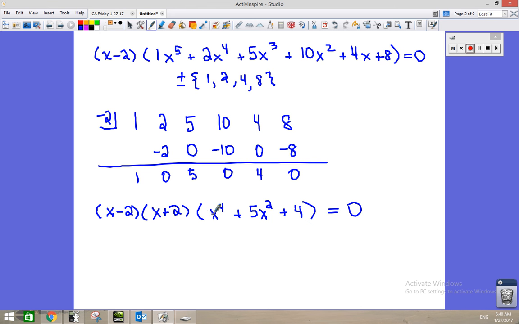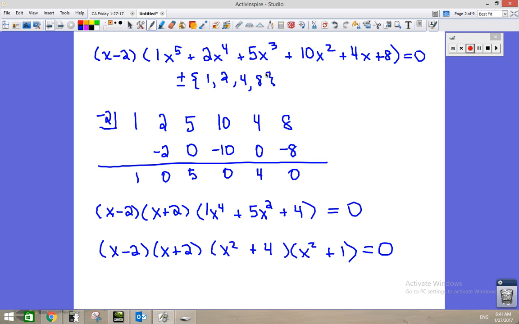Now, we could generate another list and use synthetic division again, but it's probably just easiest to recognize that that's quadratic in form, and that x squared times x squared gets us x to the 4th. 4 times 1 is 4, and 4 plus 1 is 5.